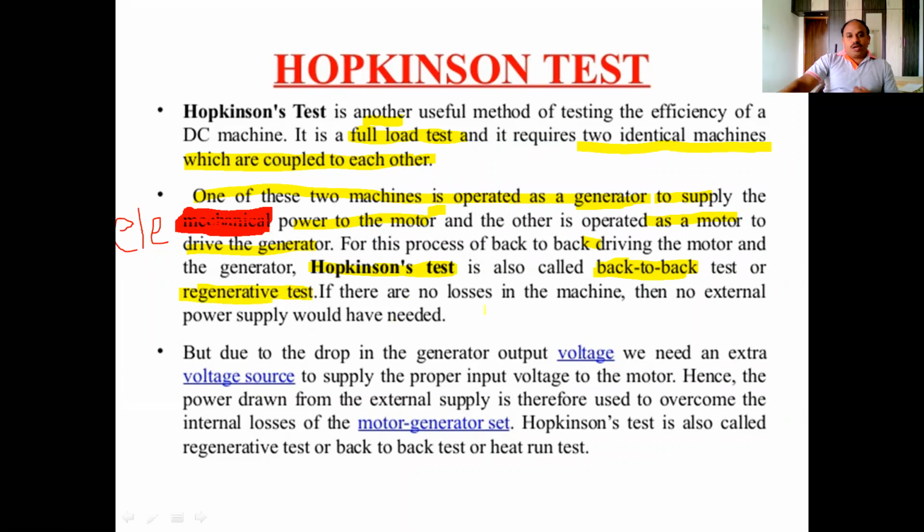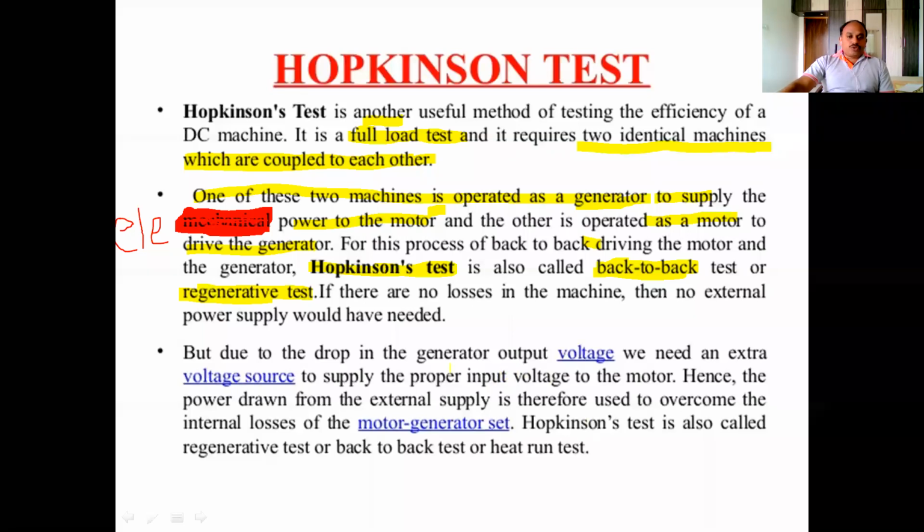If suppose there are no losses in the machines, no external power supply would be needed. That means if there are no losses, no external power supply is needed. The generator gives electrical power to the motor, and the motor gives mechanical power to the generator. If there are no losses, no supply is required from the external system.